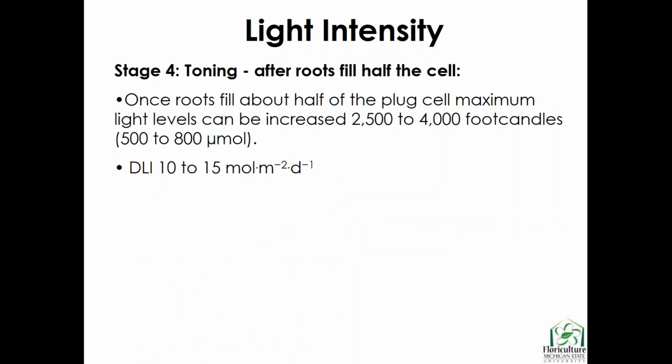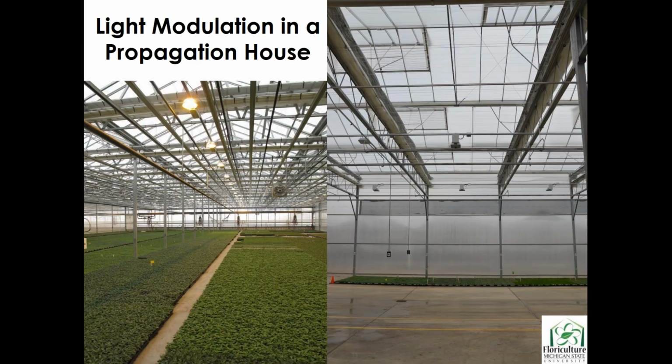And then during the toning stage, or stage 4, after the roots have filled half the cell or the liner, again, increase your daily light integral, 2,500 to 4,000 foot candles, or 500 to 800 micromoles, which is going to give you a daily light integral of 10 to 15 moles of light. And these recommendations are really to produce a high quality liner. So if you have the ability to increase your daily light integral a little bit above what you're receiving from the sun, that's going to be beneficial. But these recommendations are really to produce a really nice high quality liner that you're going to be able to get out of the greenhouse as quickly as possible.